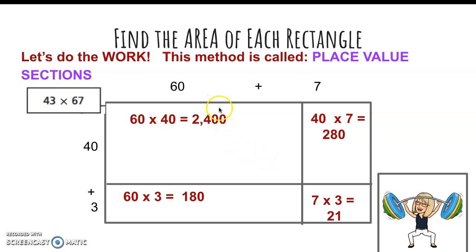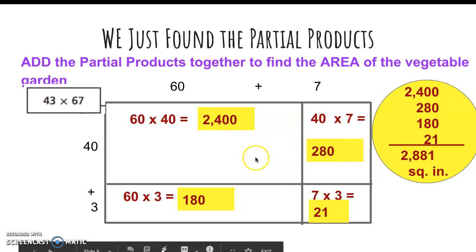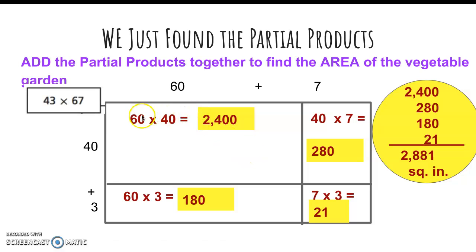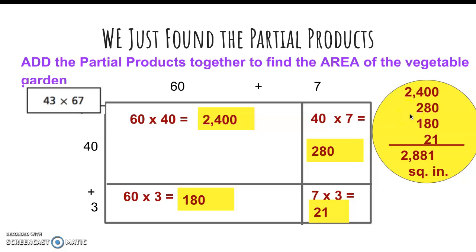So now we've broken this into our place value sections, and we have 4 rectangles. Right? And what we just did is called the partial products. Right? So each of these rectangles is a partial product of the entire problem. And we're just going to add those together. So you'll see 60 times 40 is 2,400. You guys know all these. So just see over here, we added them all together, and you get 2,881 square inches.